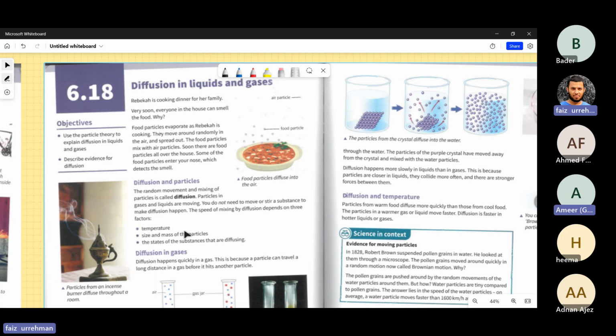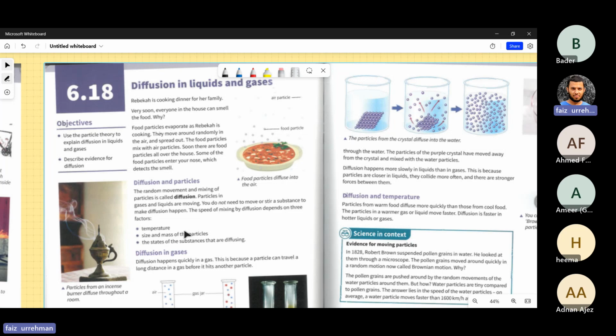What type of food is this? It's an example that when your food is being cooked in the kitchen, we took it also in biology and respiration, that when someone is cooking food, then that whole nearby area, you can smell the good fragrance of the food.